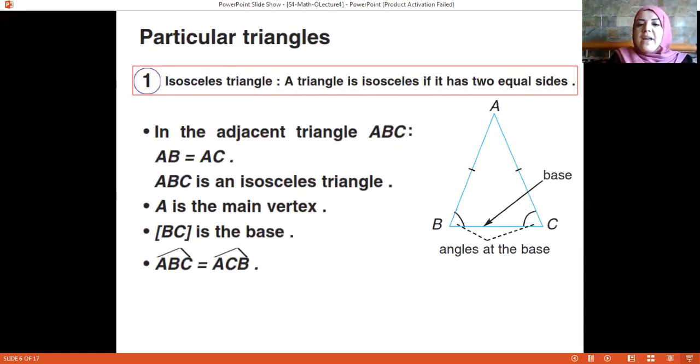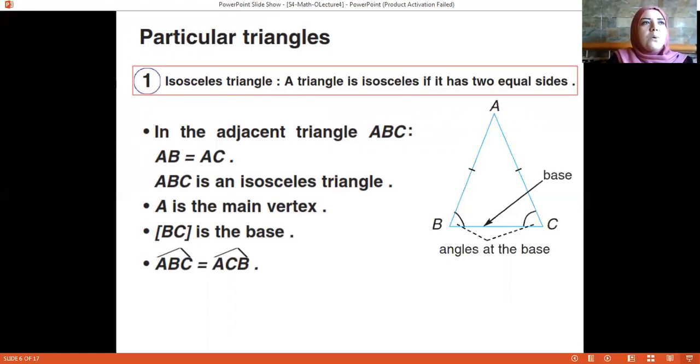So we can say that AB is equal to AC. ABC is an isosceles triangle. A is the main vertex. BC is the base. Angle B equals angle C. So guys, pay attention. When I say that angles B and C are equal, then A is the main vertex. This is very important. You cannot tell me it's an isosceles triangle unless you tell me which one is the main vertex. Because if you tell me which one is the main vertex, I would be able to know what are the equal sides and what are the equal angles.